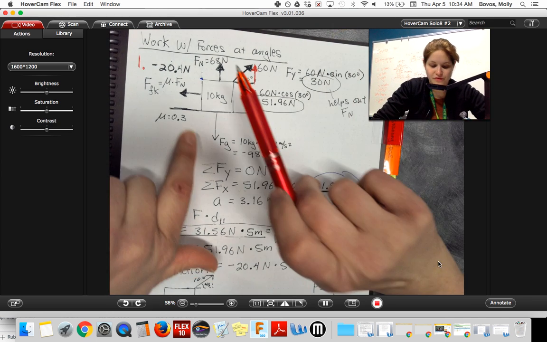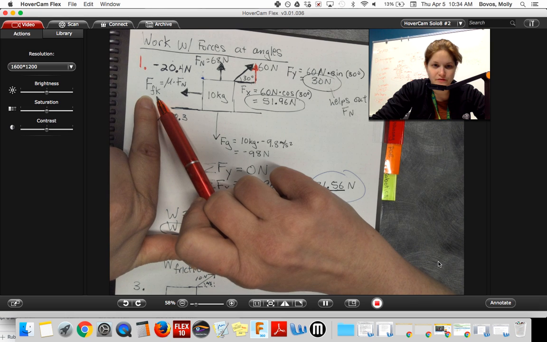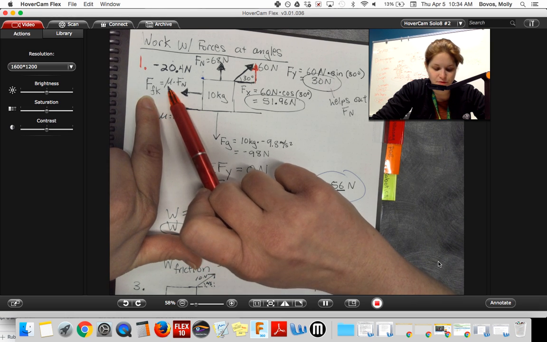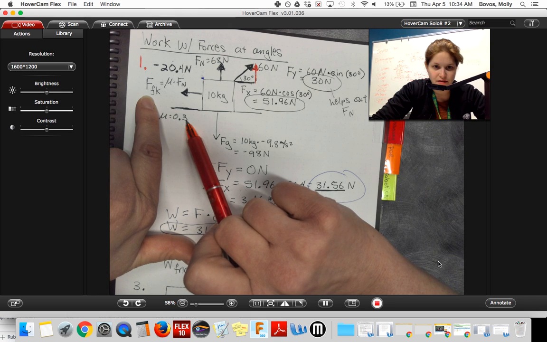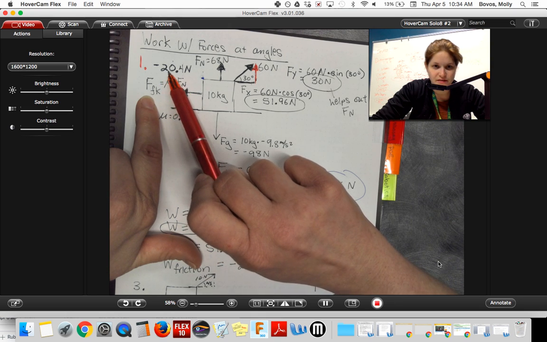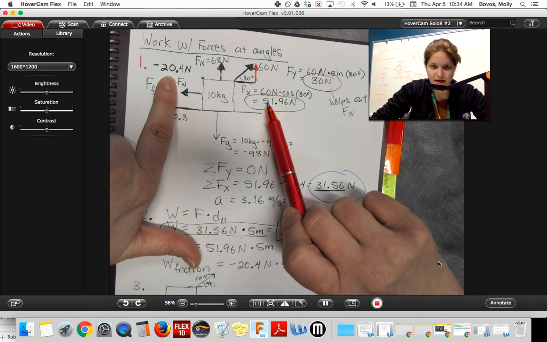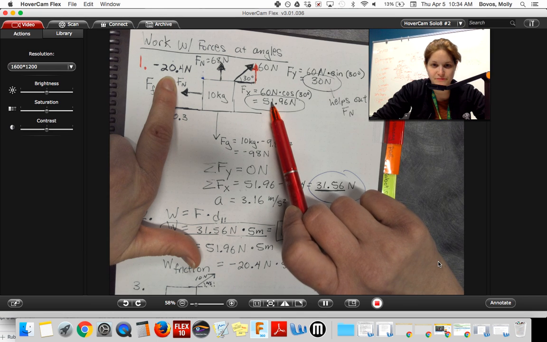All right, so from there we had our normal force. We were able to figure out our force of friction acting on the box because that's just mu, which we said was 0.3, times normal force, which is going to give us negative 20.4 newtons. It's negative because it's acting in the opposite direction that we're pulling, so it's resisting our motion.